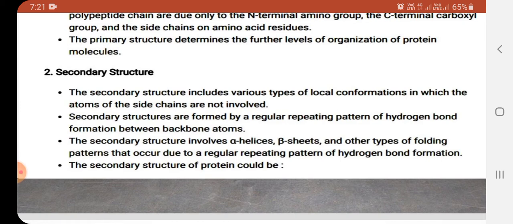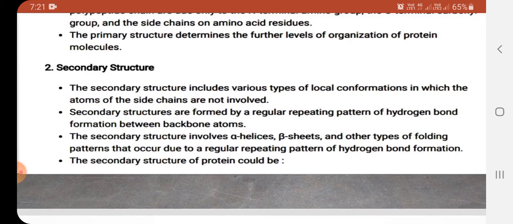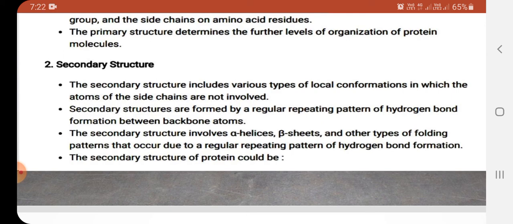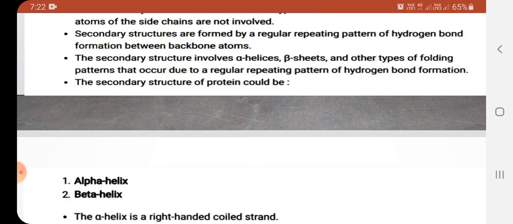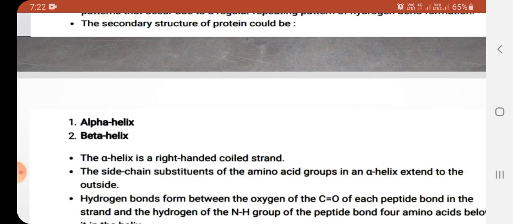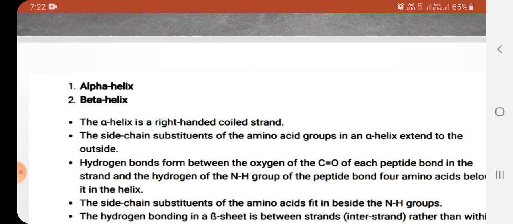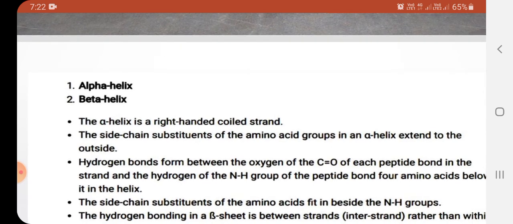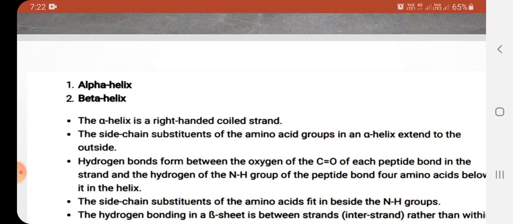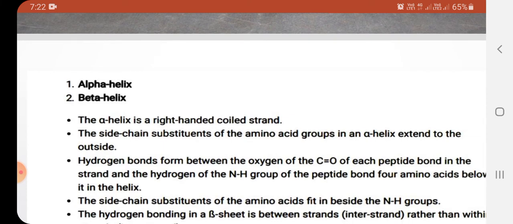Linus Pauling and Corey in 1951 demonstrated the secondary structure of proteins in the following ways. First, the alpha helix secondary structure, and second, the beta secondary structure. Alpha helix secondary structure: the alpha helix is a right-handed coiled strand. It is characterized by a polypeptide chain spirally coiled to form a three-dimensional form along the longitudinal axis of the molecule, which provides a condensed structure. Second, the side chains of amino acids protrude outward from the helical backbone. Third, each spiral is completed in about 5.4 angstrom and has a diameter of 6 angstrom.